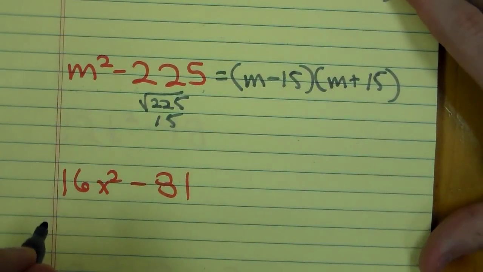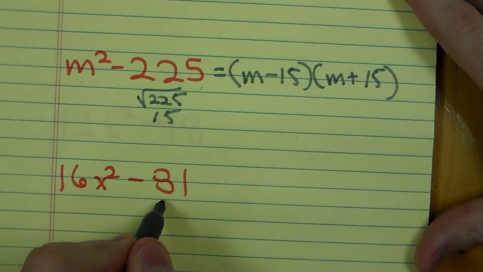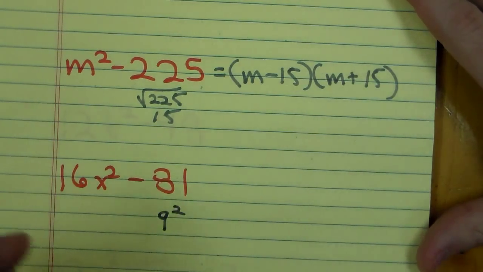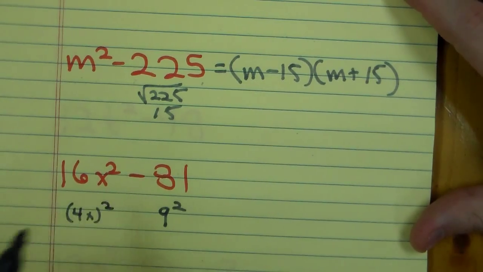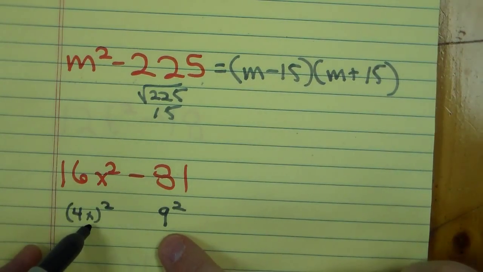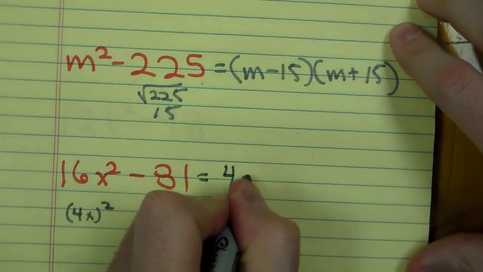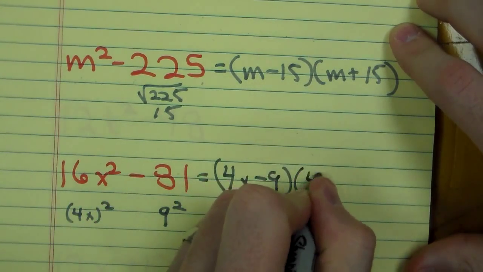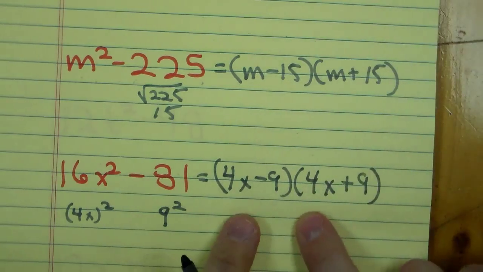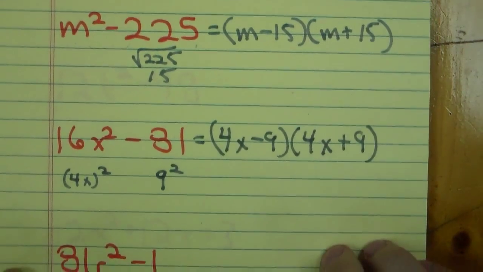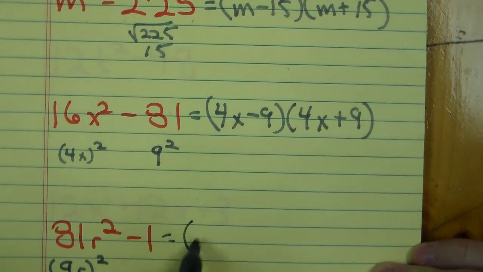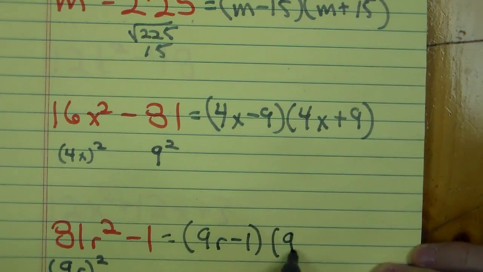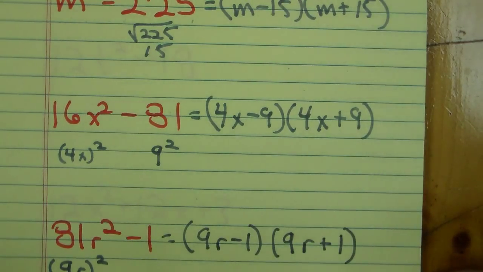16x squared minus 81. Okay, a little bit more to it now. Square root of 81 is 9. 16x squared is really 4x squared. So I'm going to use these values and call this 4x minus 9, 4x plus 9 is my factored version. If we look at 81r squared minus 1, this is 9r squared. So my factors are 9r minus 1 and 9r plus 1.